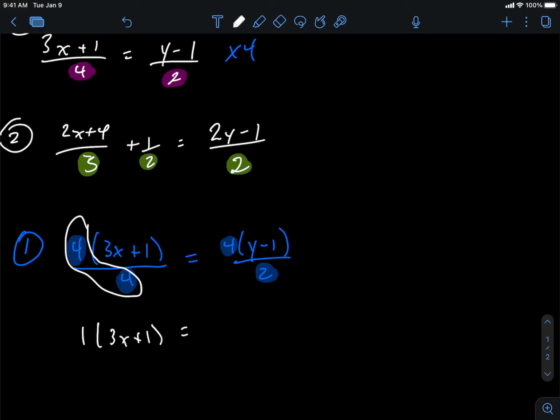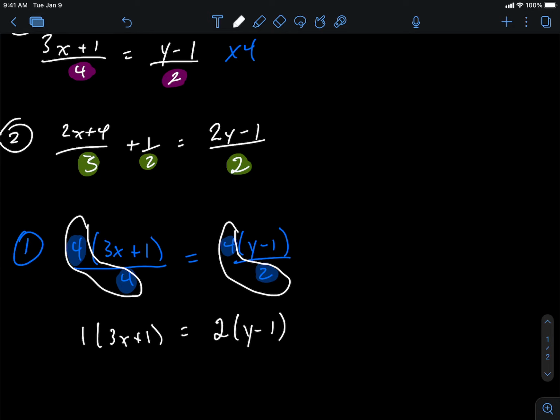And that has to be equal to, what is 4 divided by 2? Well, that's 2 times y minus 1. And now this turns into just a question that we know how to use, right? And it's just a substitution or elimination, right? That's just one of the equations, but there's no more fractions is the point, right?